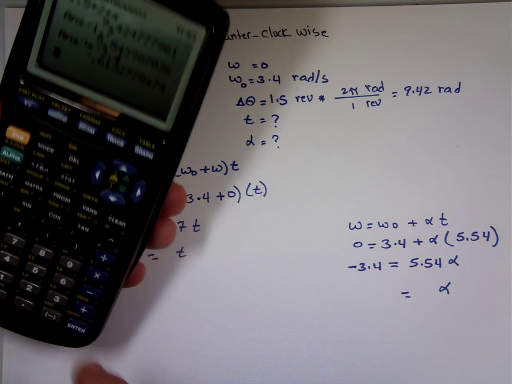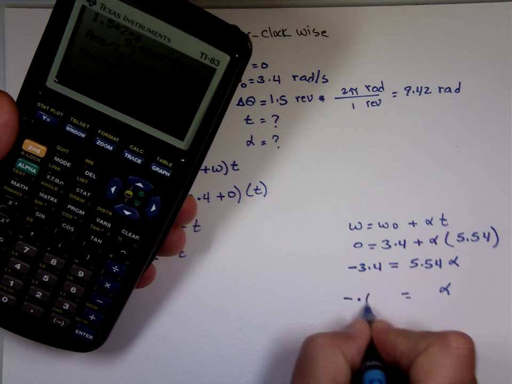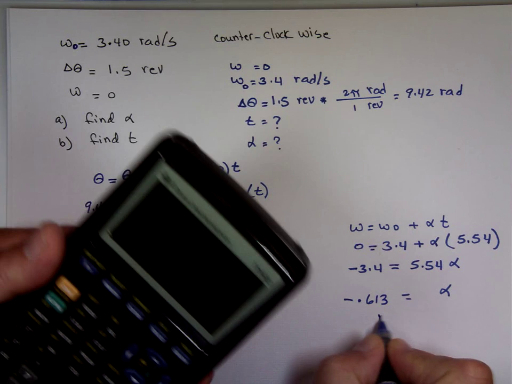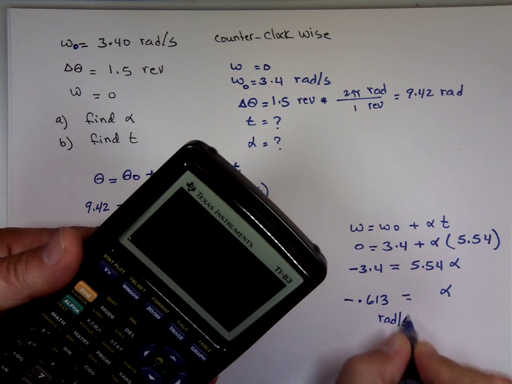And I got negative 0.613 radian per second squared.